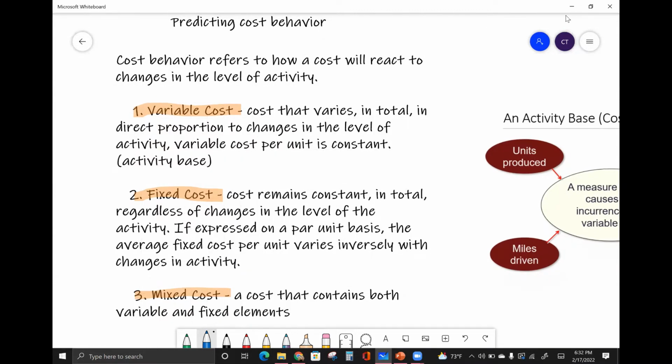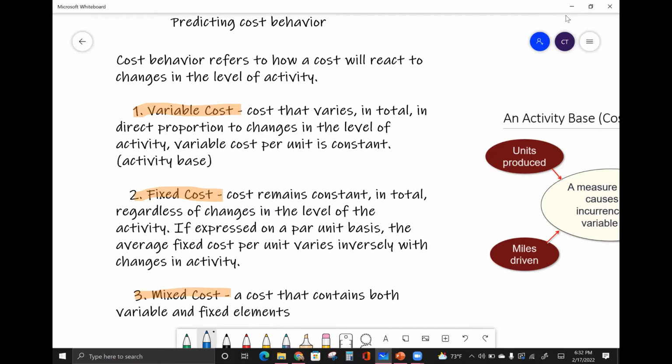Okay, so predicting cost behavior. Cost behavior refers to how a cost will react to changes in the level of activity. We'll have one chapter where we really go through activity-based costing. So think about how different activities will cause a particular costing method to change in cost, depending on how you cost it out. So we have different things that go into that.